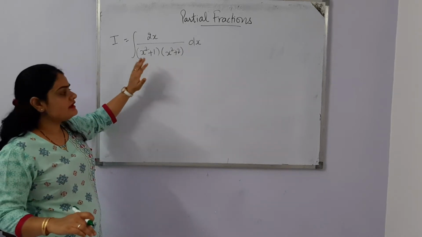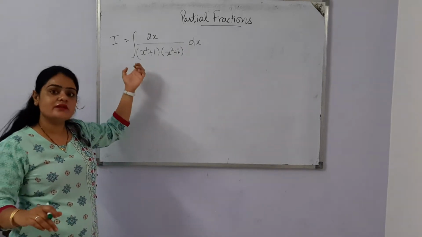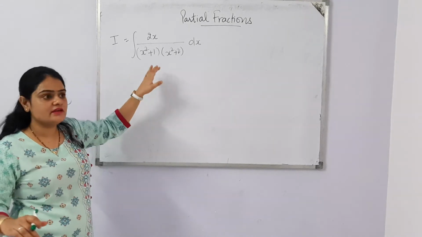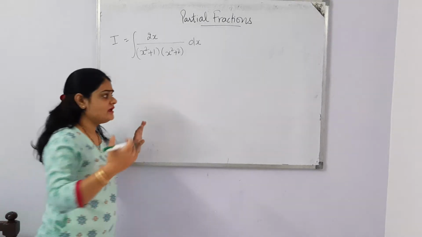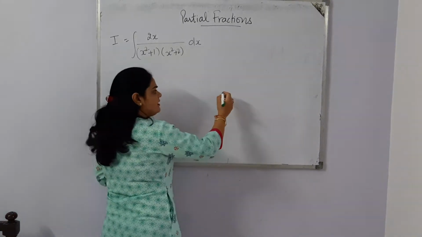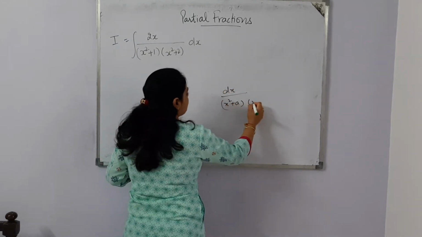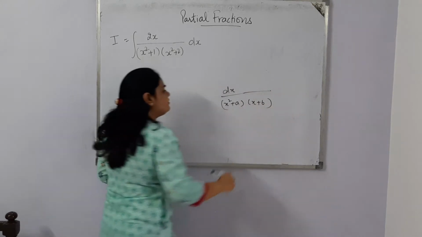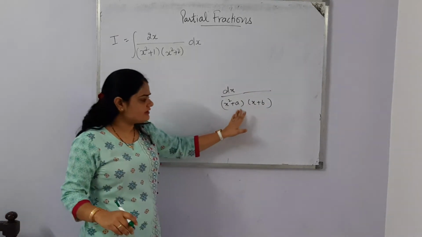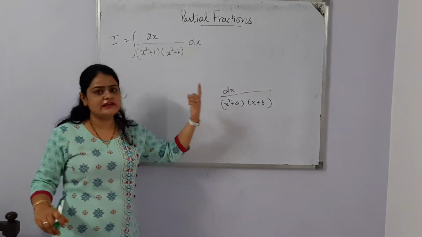It is not necessary that if two factors are coming, then both will be non-linear factors. Here both are not linear factors. I am taking one example: the question can be in this form as well, x square plus a x plus b, but the factors are different. Here this is a linear factor, this is not a linear factor.